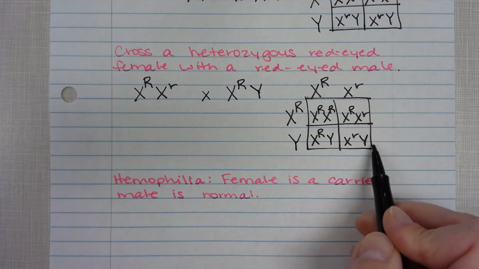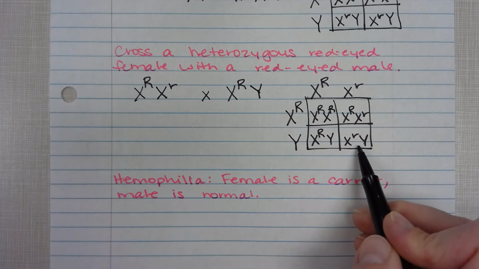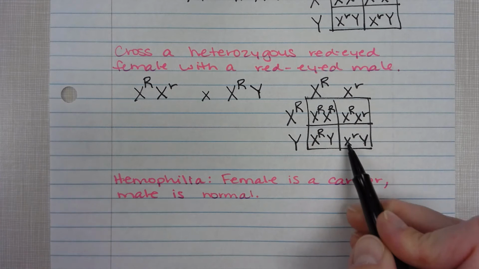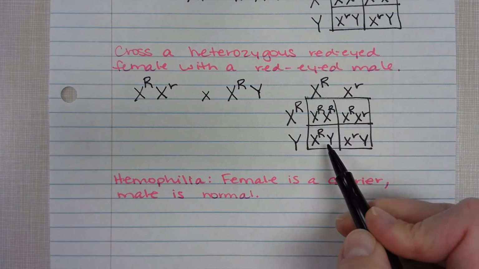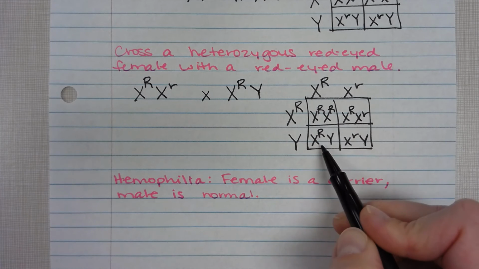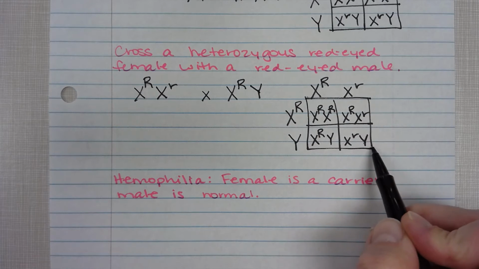Where your males down here, 50% chance your males would have red eyes right here. 50% chance your males would have white eyes. So in total, 75% chance of any of their offspring having red eyes, 25% down here having white.